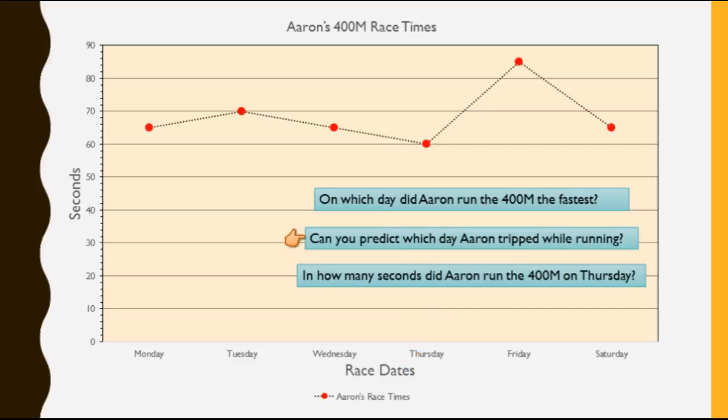Okay, so here is the fastest, and that was on Thursday. Here's a fun question. Can you predict which day Aaron tripped while running? Well, if you trip and fall down while running around the track, it takes a little bit of time to get back up, dust yourself off, get the courage to keep going. So it's going to take you longer, isn't it? So this dot right here represented the day when he fell down, and it took him a good extra 15 to 20 seconds to get back up and keep going, limping a little bit, and that was on Friday.